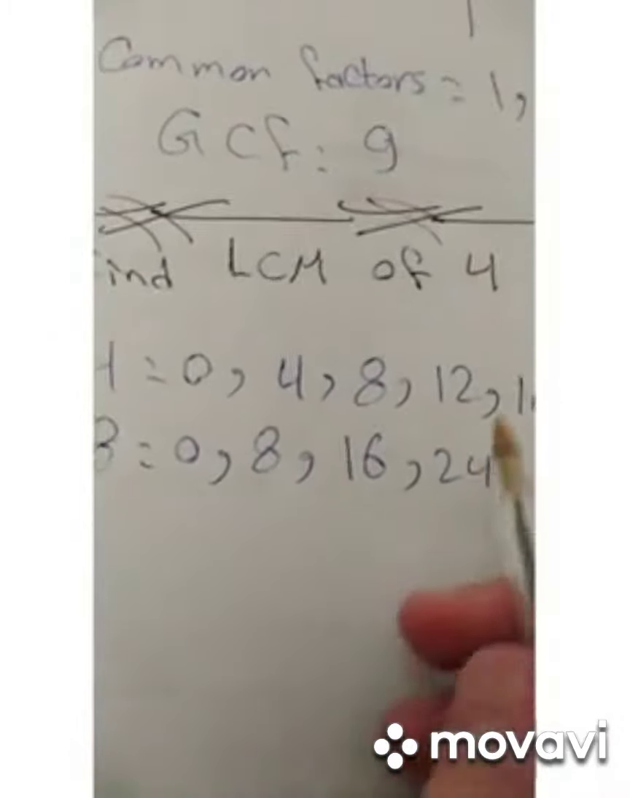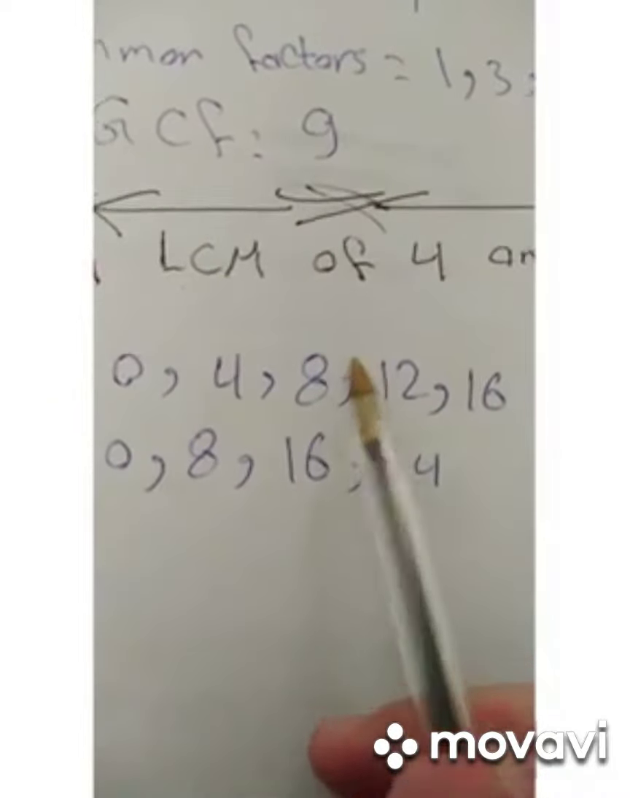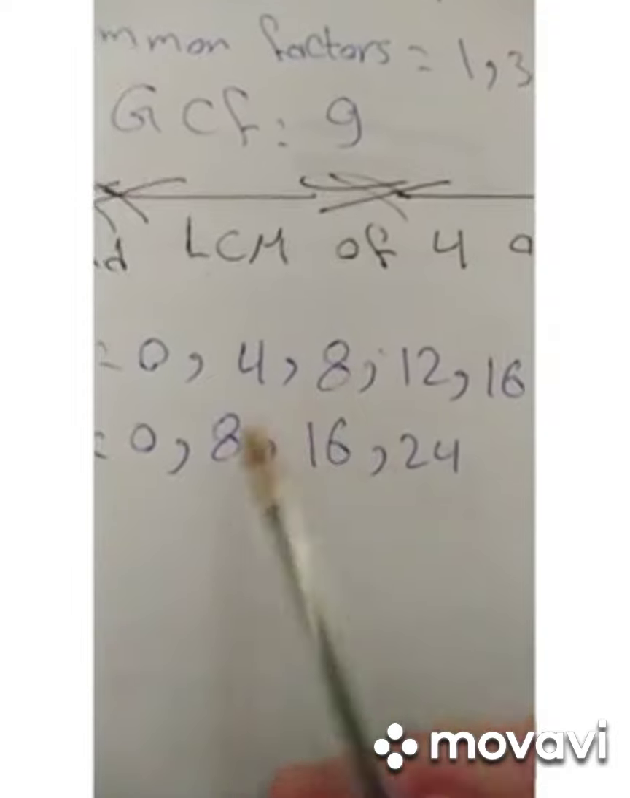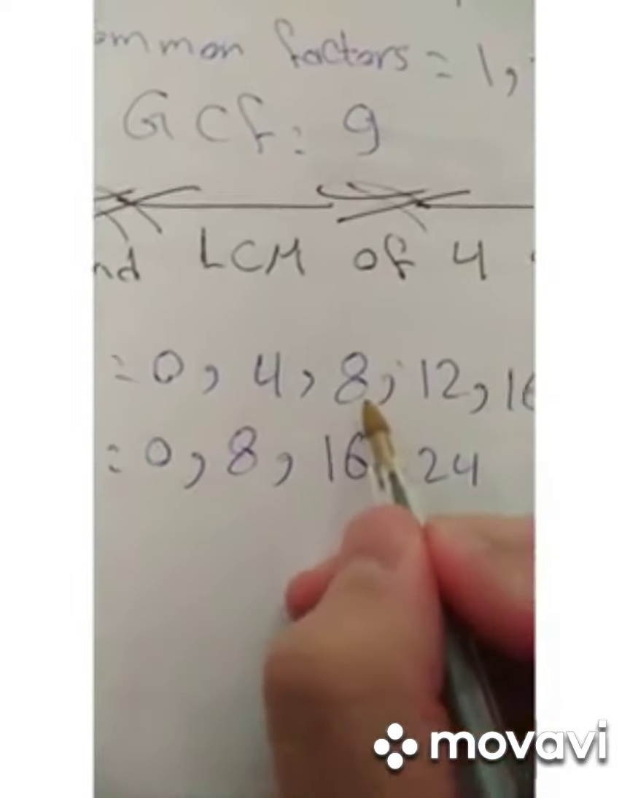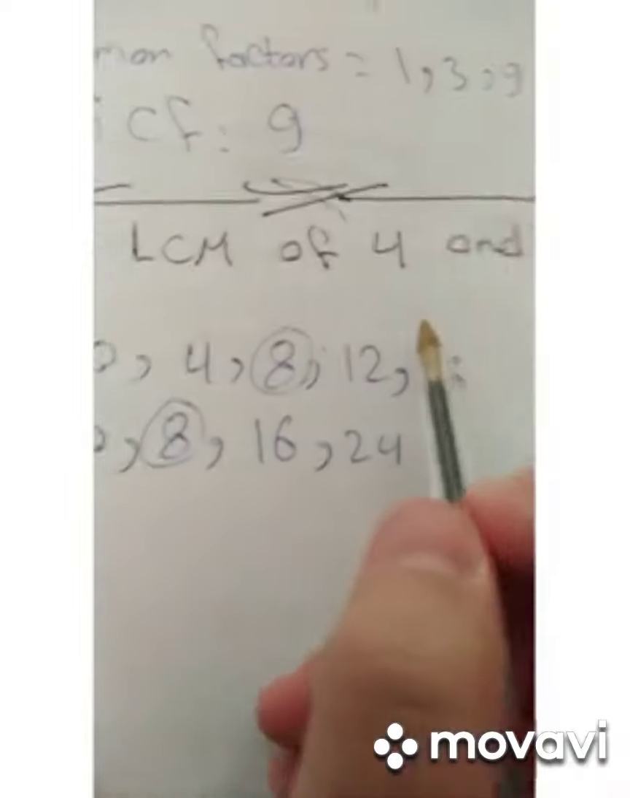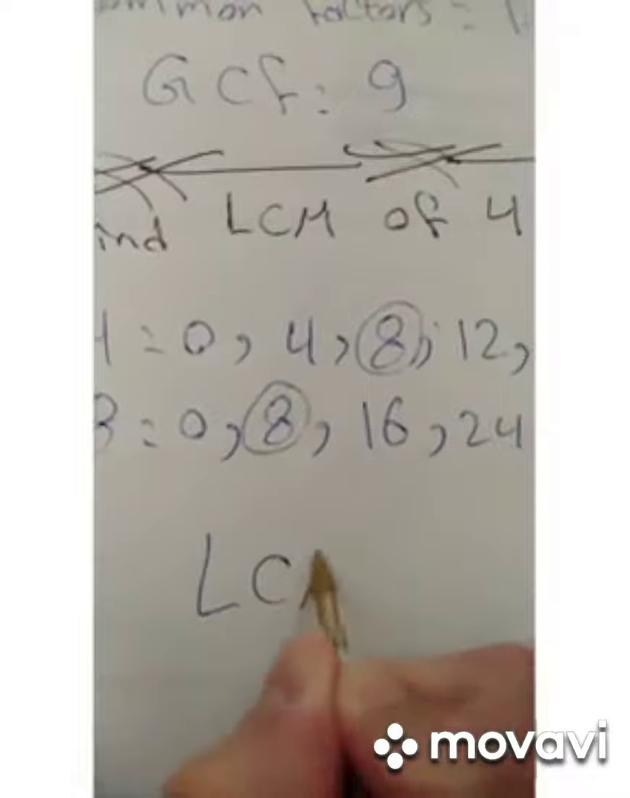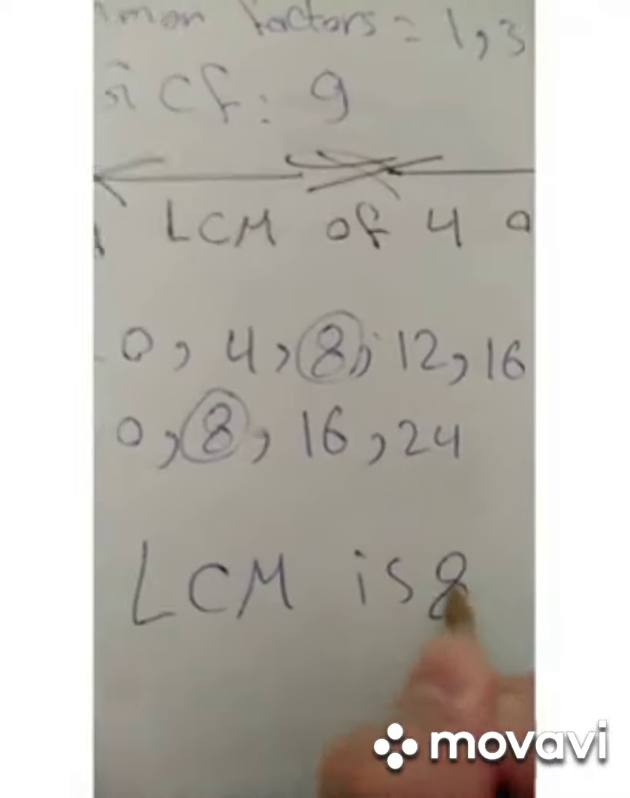Now, we have to what? Circle the least common multiple. What is the least common multiple here? Yes, it is 8. So the least common multiple of 4 and 8 is 8. So LCM is 8.